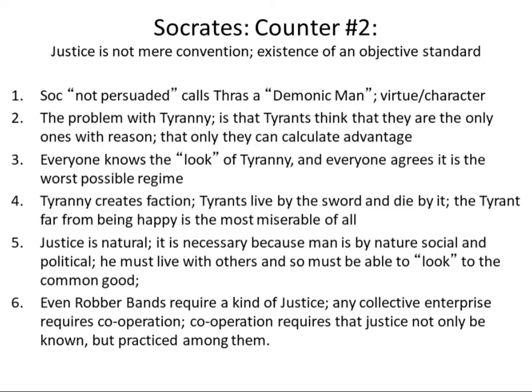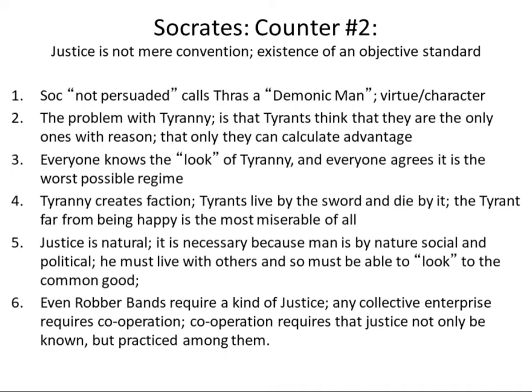Socrates argues that tyranny creates factions between people, that tyranny lives by the sword and dies by it. The tyrant, far from being happy, is actually the most miserable of all, because he can't trust anyone, and constantly has to fluctuate between acting justly and unjustly. For Socrates, justice instead is natural. It is necessary because human beings are by nature social and political. People must live with each other, so they must be able to look to the common good.